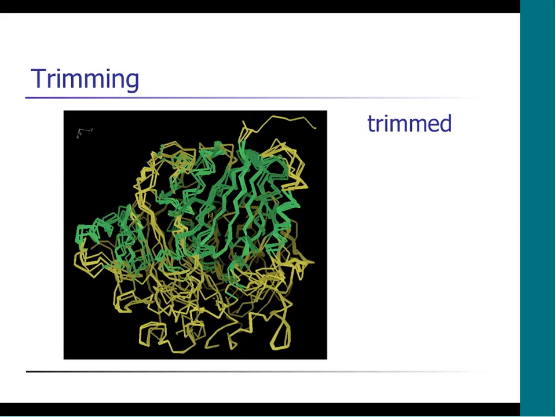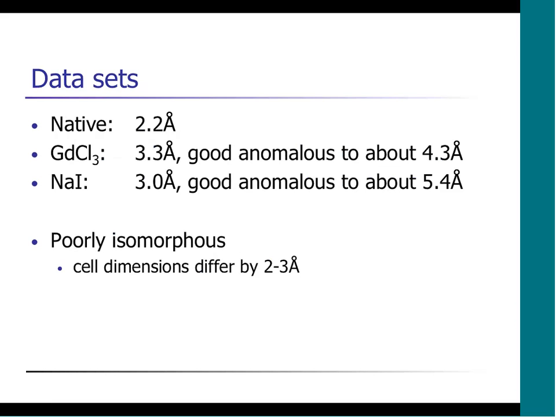What really helped us in this case was that we had 3 data sets. There's a native data set, which eventually diffracted to 2.2 angstroms. A gadolinium chloride derivative that diffracted, if you're optimistic, to 3.3 angstroms, but the anomalous signal is really only good to about 4.3. And a sodium iodide soak, which really has very little phase information and went, again optimistically, to 3 angstroms. The two derivatives are quite anisotropic, so they're not very good in a bad direction. In terms of doing MIR phasing, we're hampered by the fact that these crystals are very poorly isomorphous. The cell dimensions differ by 2 to 3 angstroms. But that turns out to be in our favor when we do multiple crystal averaging later.